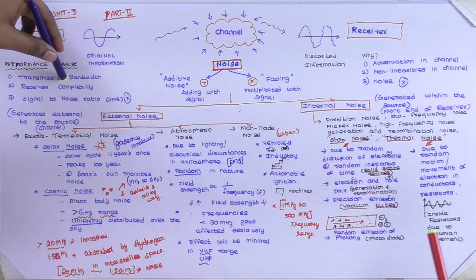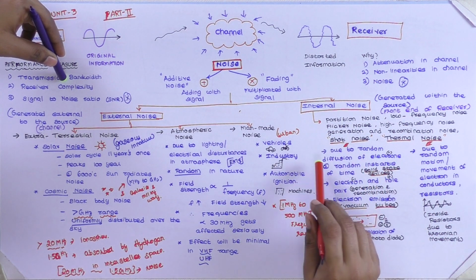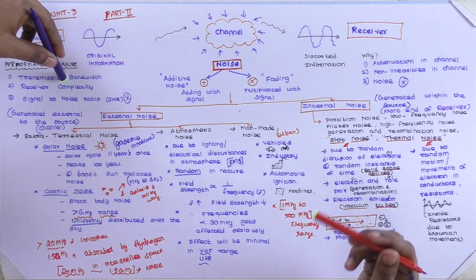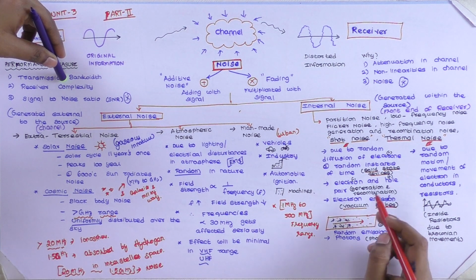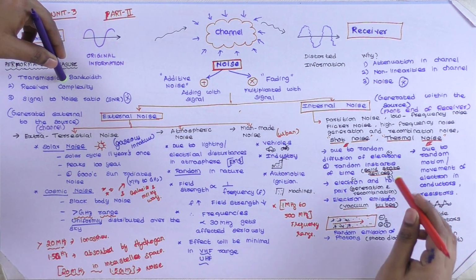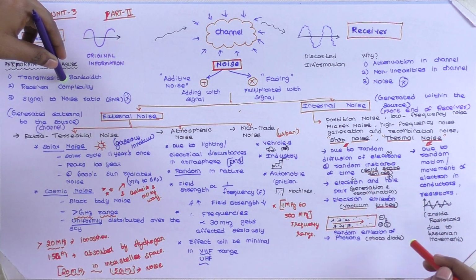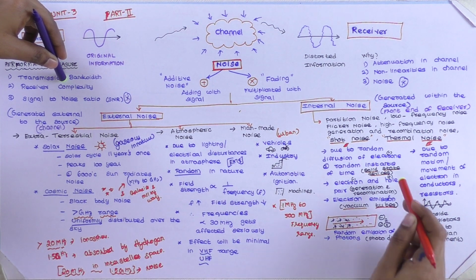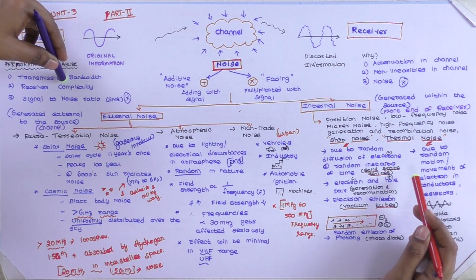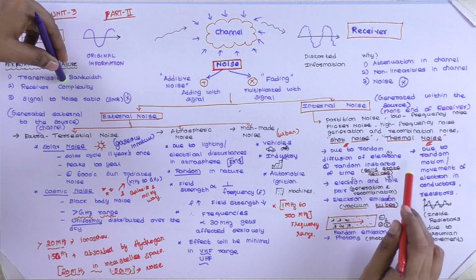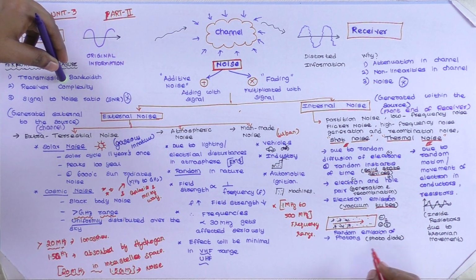What is shot noise? Shot noise is produced due to the random diffusion of electrons, and shot noise is mainly due to vacuum tubes, solid state devices or semiconductor devices, and photodiodes. What will happen in this type of device? Due to the random diffusion of electrons at random instants of time, you will have a noise.